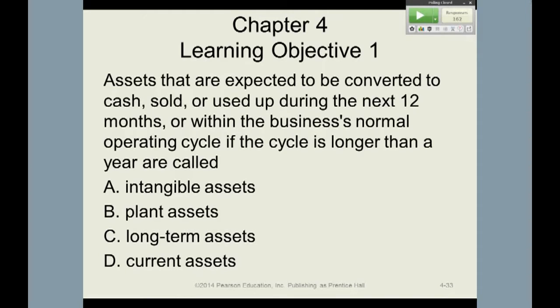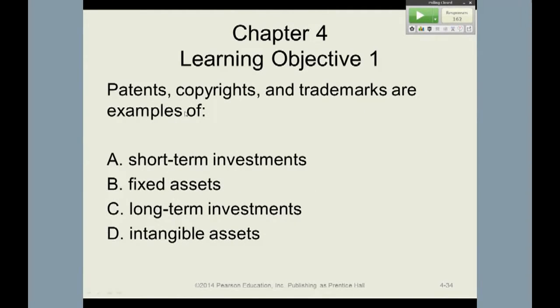Okay. Let's do one more, at least. All right, so now, in this case, and I'm doing the timing, so I'll let you know when time's up. Patents, copyrights, and trademarks are examples of what type of asset? What would be the classification? Now remember, we talked about classified balance sheets.